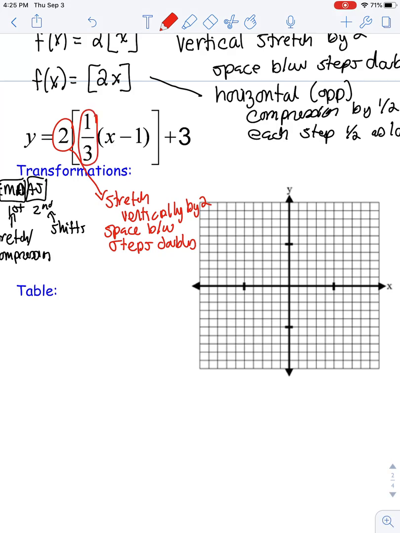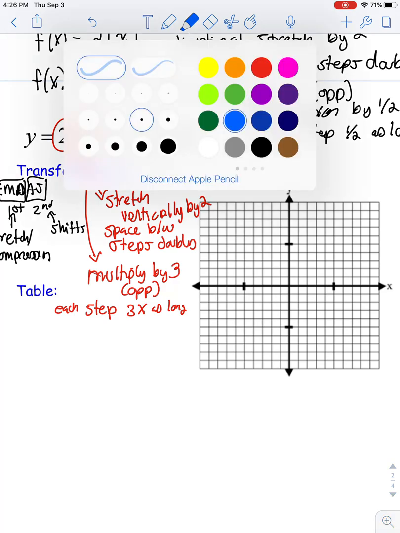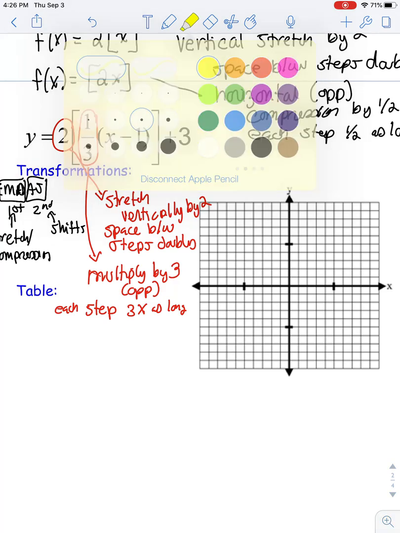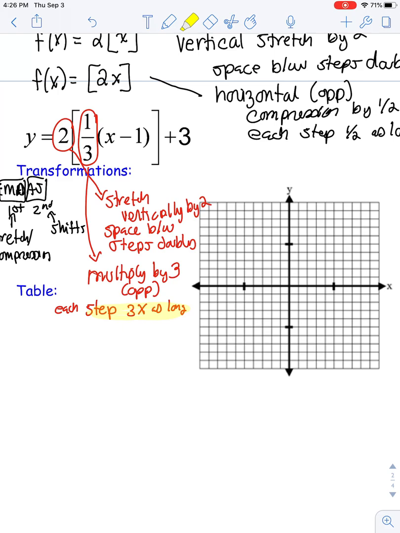At the same time, let's talk about this 1/3. So this 1/3 is actually going to multiply by 3. Remember that we do the opposite. And what is that actually doing in a step function? What that's doing is making each step 3 times as long. Okay, so let's do those 2 things first. We're going to make sure that each of our steps is 3 times as long, and we're going to double the space in between the steps.